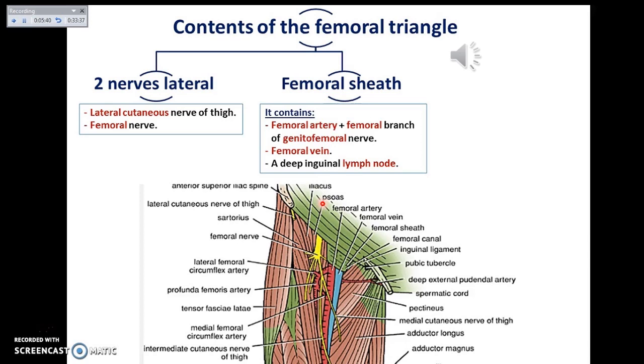The femoral sheath encloses the upper 4 centimeters of the femoral vessels. And then come the nerves. The most important nerve present in the femoral triangle is the femoral nerve itself, but it lies outside the femoral sheath. Then comes the nerve to pectineus, the femoral branch of the genitofemoral nerve, and the lateral cutaneous nerve of thigh. All these nerves are present in the femoral triangle, along with the deep inguinal lymph nodes, and these inguinal lymph nodes are present deep to the fascia.